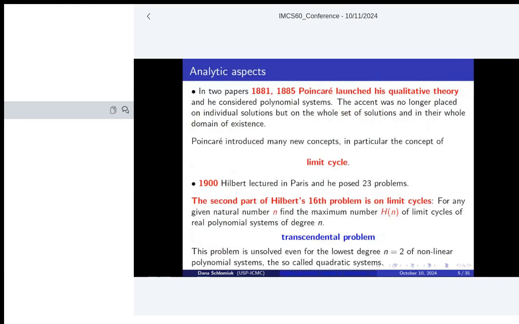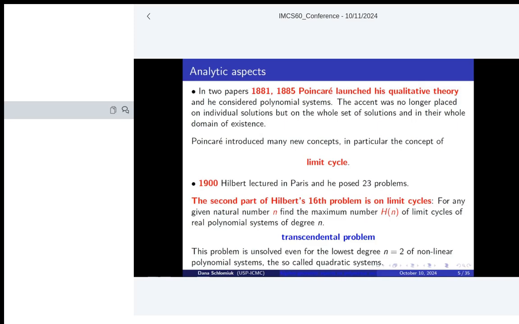Next. In two papers, one published in 1881 and the other one in 1885, Poincaré launched his qualitative theory, and he considered polynomial differential systems. His motivation was the problem of the stability of the solar system. But the equations there being very complicated, he concentrated on simpler equations, and these are the polynomial differential systems. And the accent in his work was no longer placed on individual solutions, but on the whole set of solutions in their whole domain of existence.